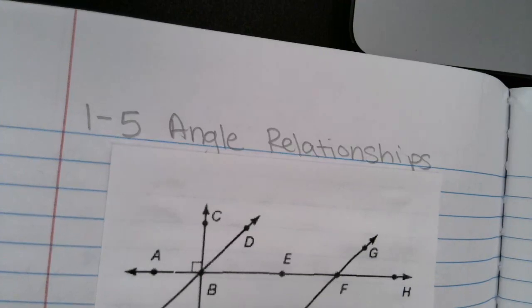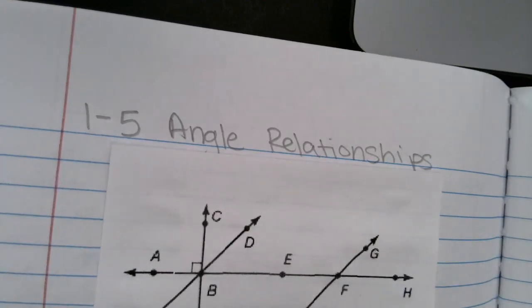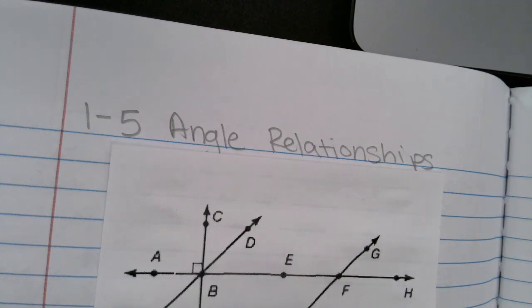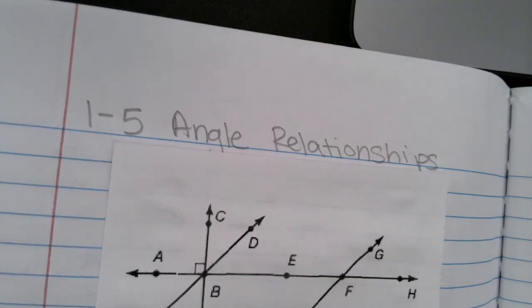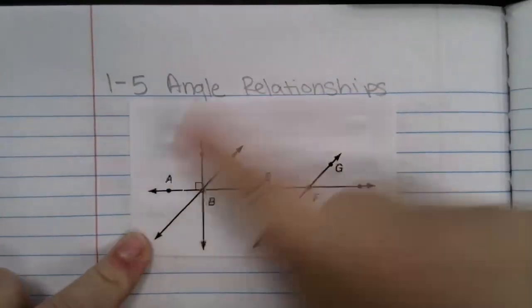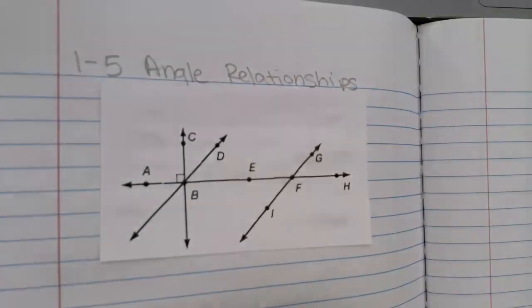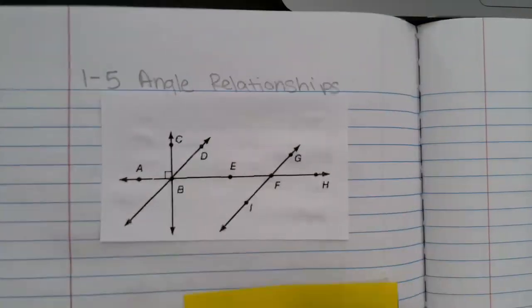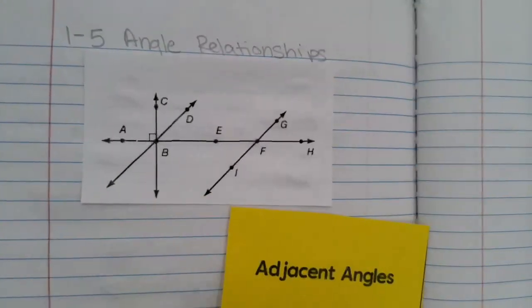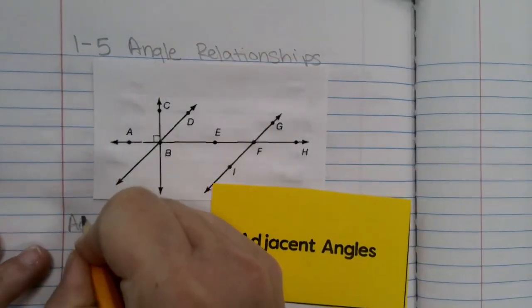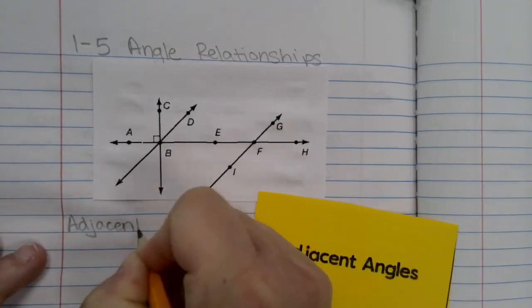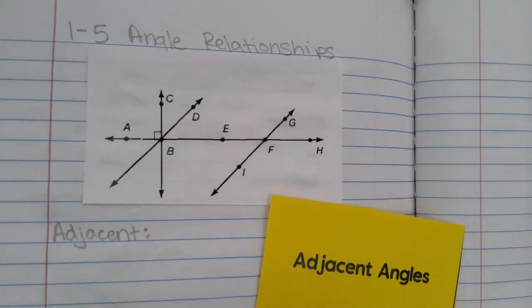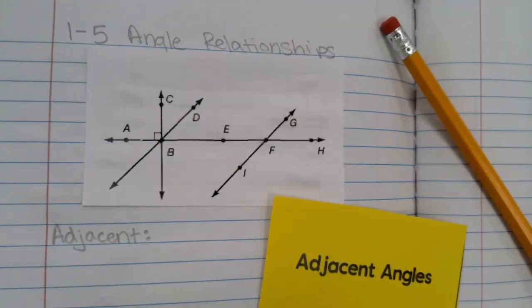So we're going to practice naming a couple of these relationships that we see in this picture. All right, so let's start with adjacent angles. If you want to take out that card that says adjacent angles, that's what we're going to be identifying first. So I'm going to just write adjacent. And we just need to name two angles here that are adjacent to each other. So we want two angles that are next to each other.